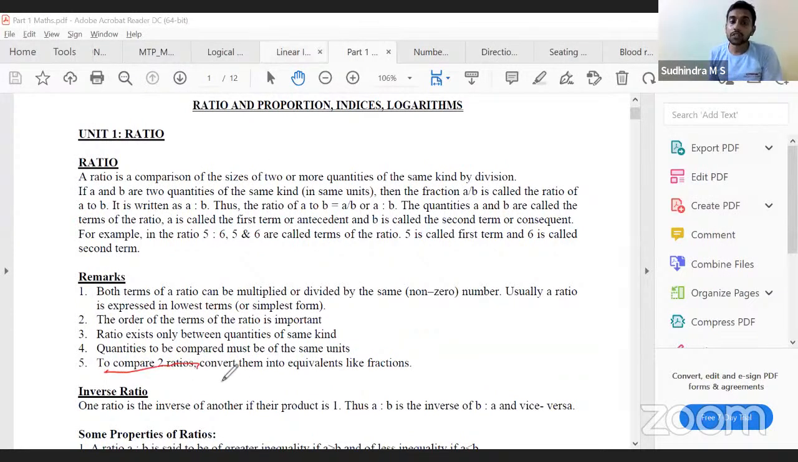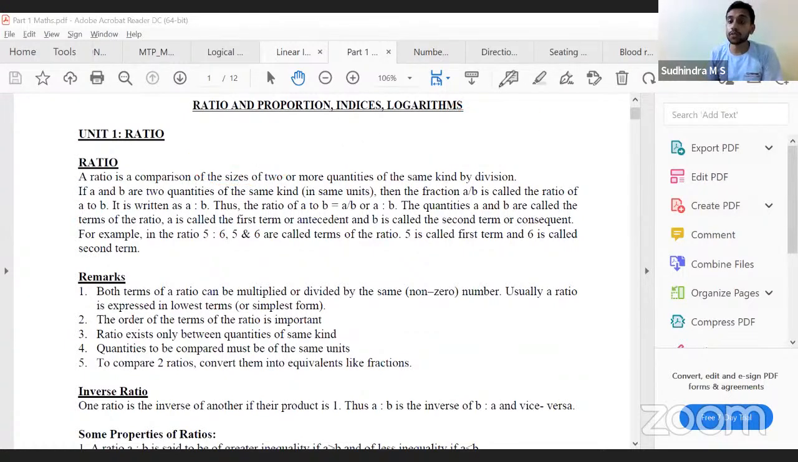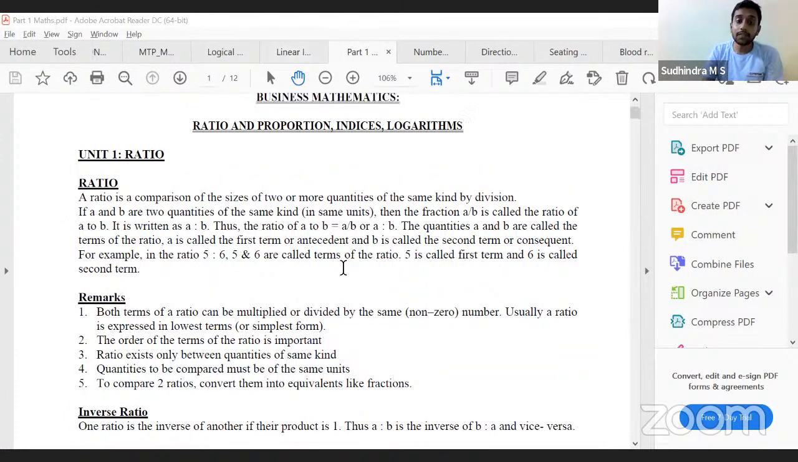To compare two ratios, convert them into equivalents like fractions, etc. Now we have 1:3 and 2:3 in one ratio, and in the other ratio we have 2.3:1.2. Now to compare whether this ratio is greater than that ratio, what do we have to do? We have to convert either this to decimal or this to fraction and then compare. Convert this to decimal, this to fraction, and we can compare. Questions can be asked like that. They'll give you two ratios and ask you to find out the greater ratio. Which is the greater ratio? That can be asked.